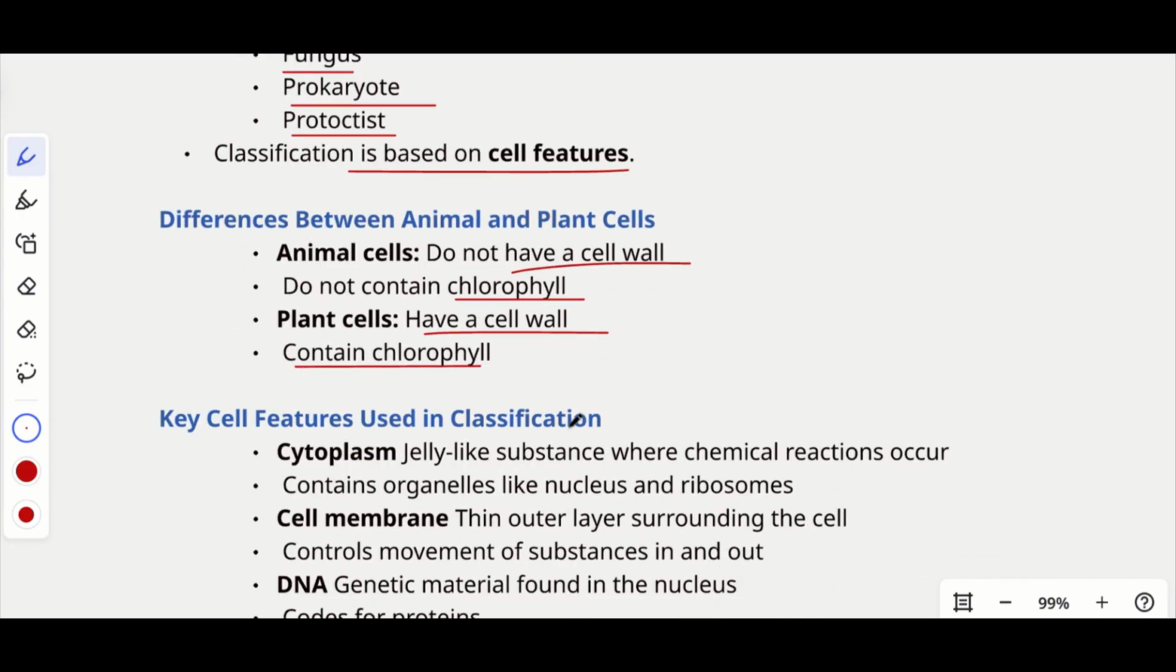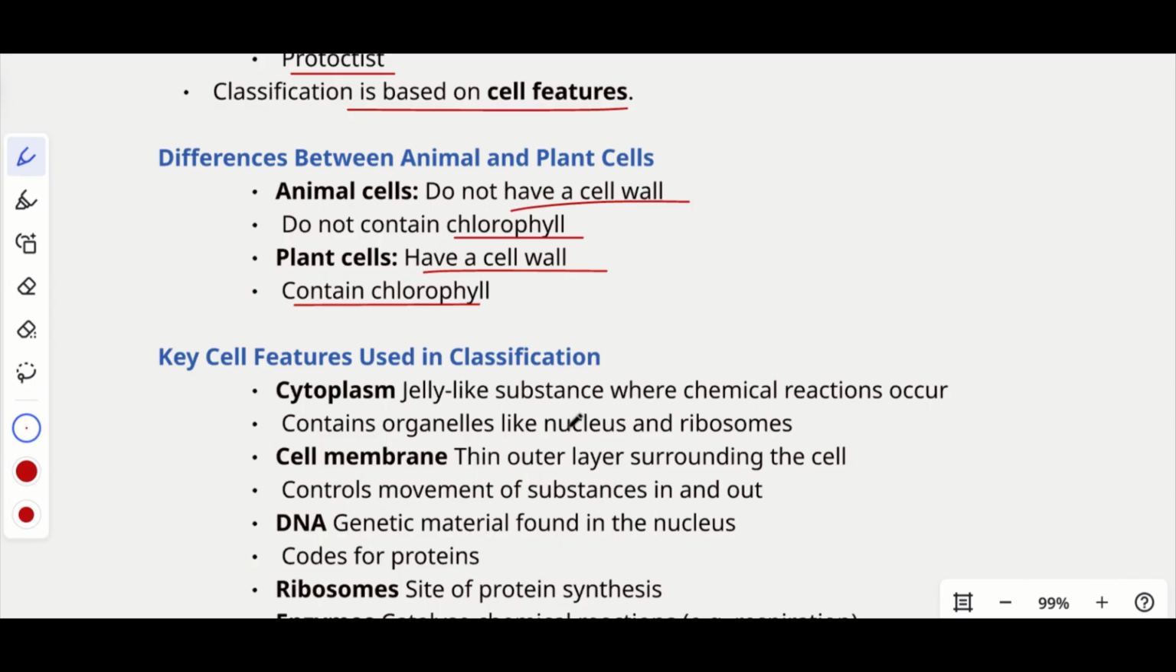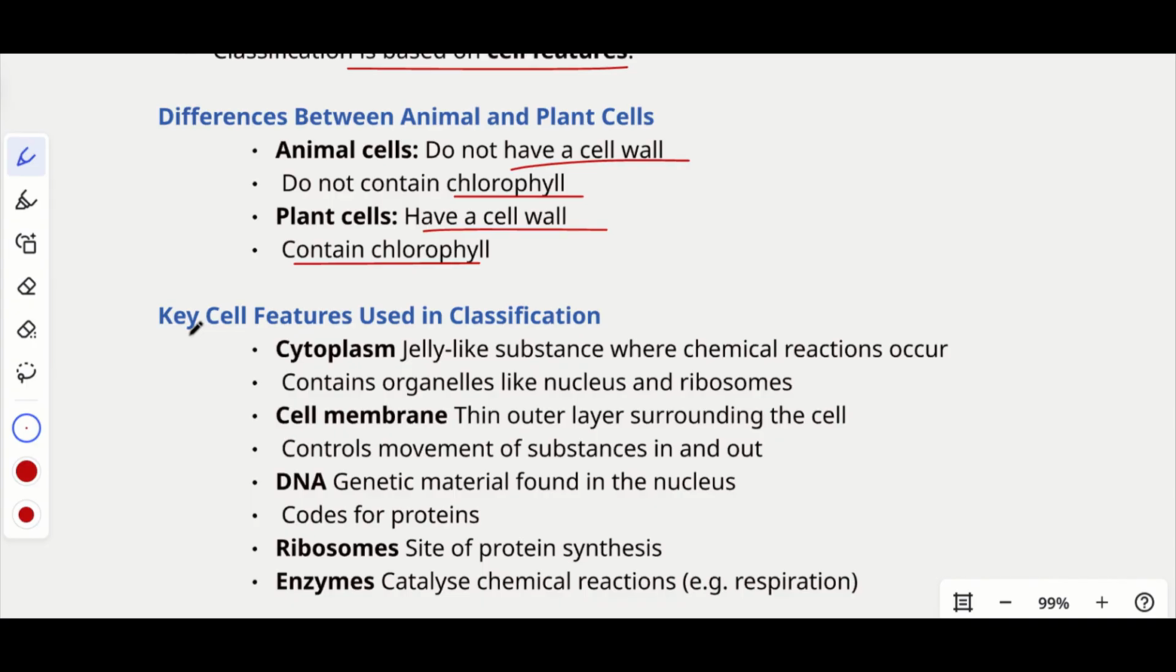Now let's check the key features used in classification. First is cytoplasm. This is the jelly-like material inside the cell where chemical reactions occur. It contains important structures called organelles. All the organelles in the cell are placed in the cytoplasm, like the nucleus, ribosomes, mitochondria, etc.